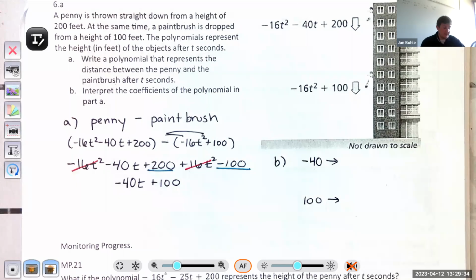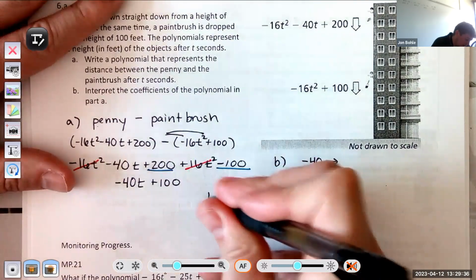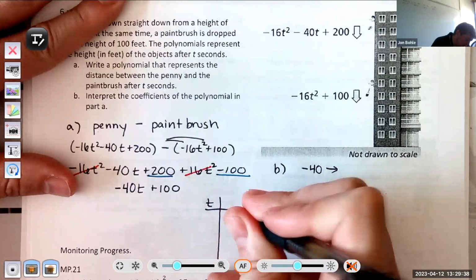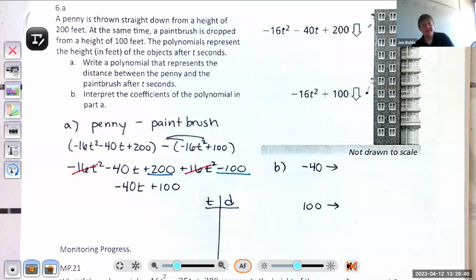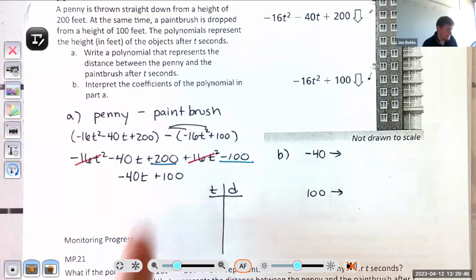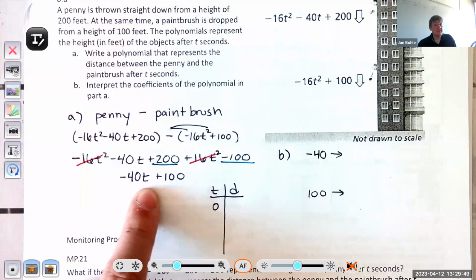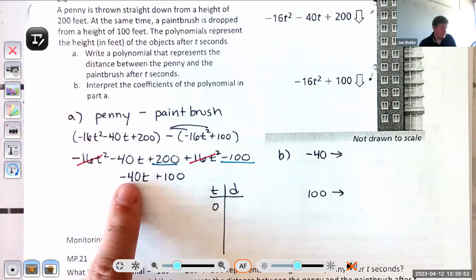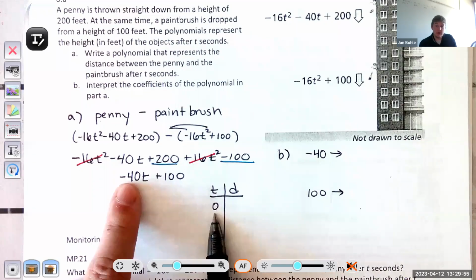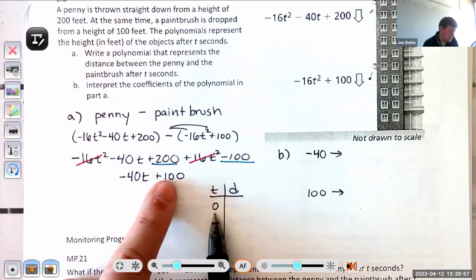So, it's going to be pretty easy to understand if we can just understand the relationship between time and D, the distance in between those two objects. Okay, so I'm going to start by plugging in a time of 0. So this would be right at the beginning. When I plug in 0, negative 40 times 0 is 0. 0 plus 100 is 100.